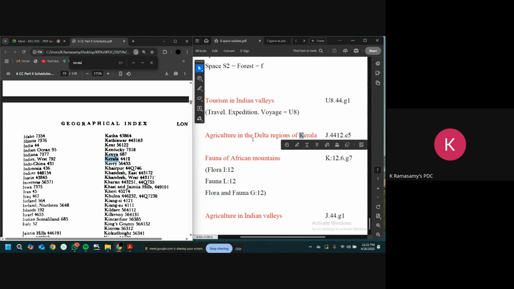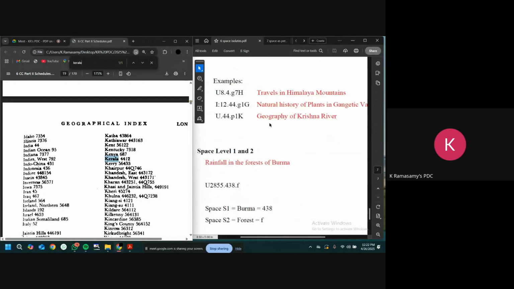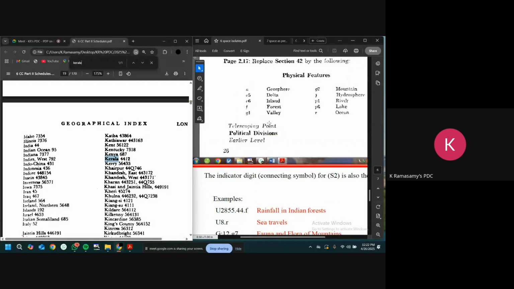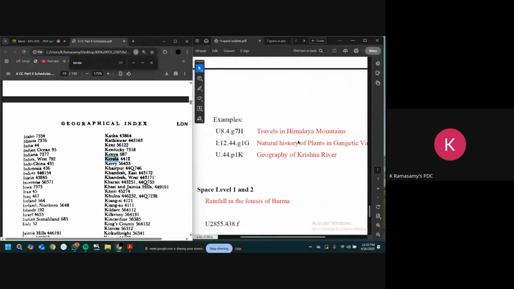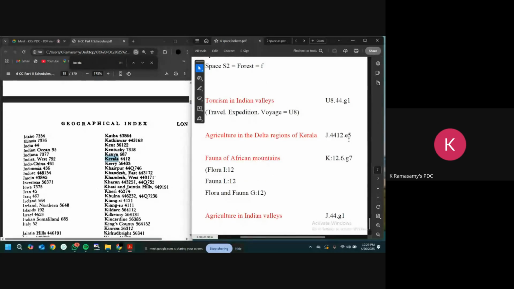What is the number for Delta region? I told you to refer to page number 26. What is the Delta region number? It is E5. E5 is the number for Delta region. Just come back here. You have to add E5. First level space, second level space. So this way, space consists of two levels, and you can add both the levels preceded by a dot before the level 1, before the level 2.